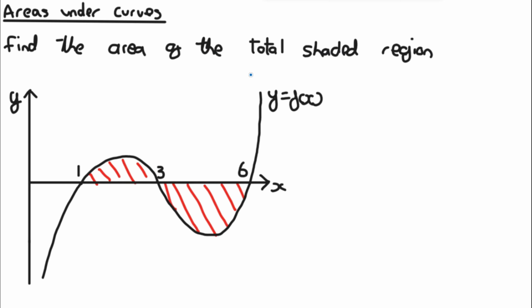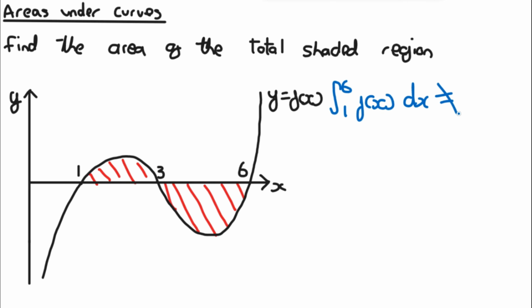So let's say we have another example. We need to find the area of the total shaded region between 1 and 6 of just a generic graph f of x. And part of the graph is above the x-axis and part of it is below. Now you could argue that we could do exactly what we did before, where the area will just be the integral between 1 and 6 of f of x dx, and then we just figure this out.